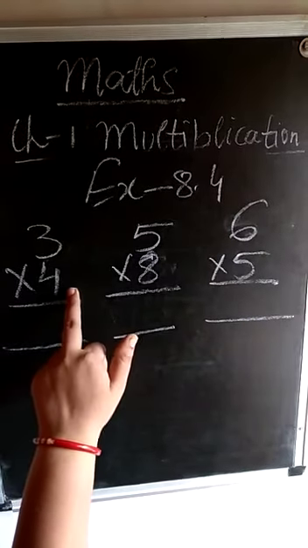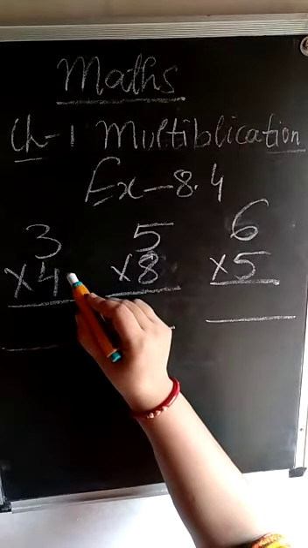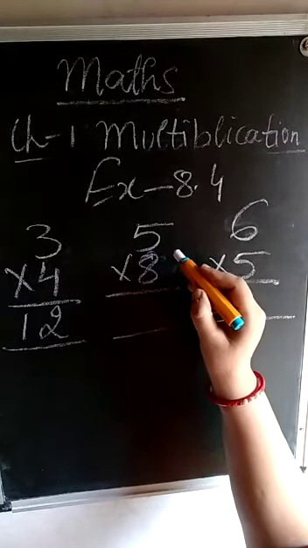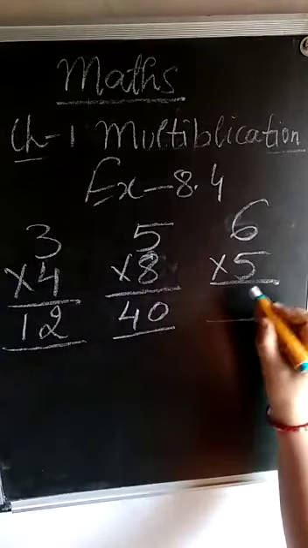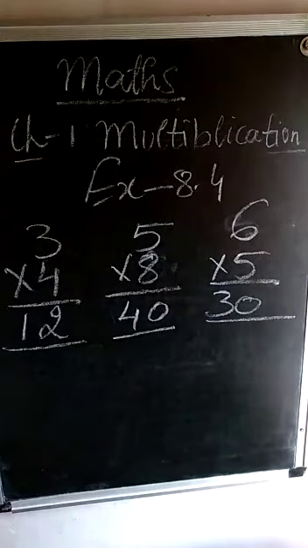Now say the table of 4 up to 3. 4 ones are 4, 4 twos are 8, 4 threes are 12. 8 ones are 8, 8 twos are 16. Similarly 8 fives are 40, 6 fives are 30. In this way we are supposed to solve all the multiplication sums.